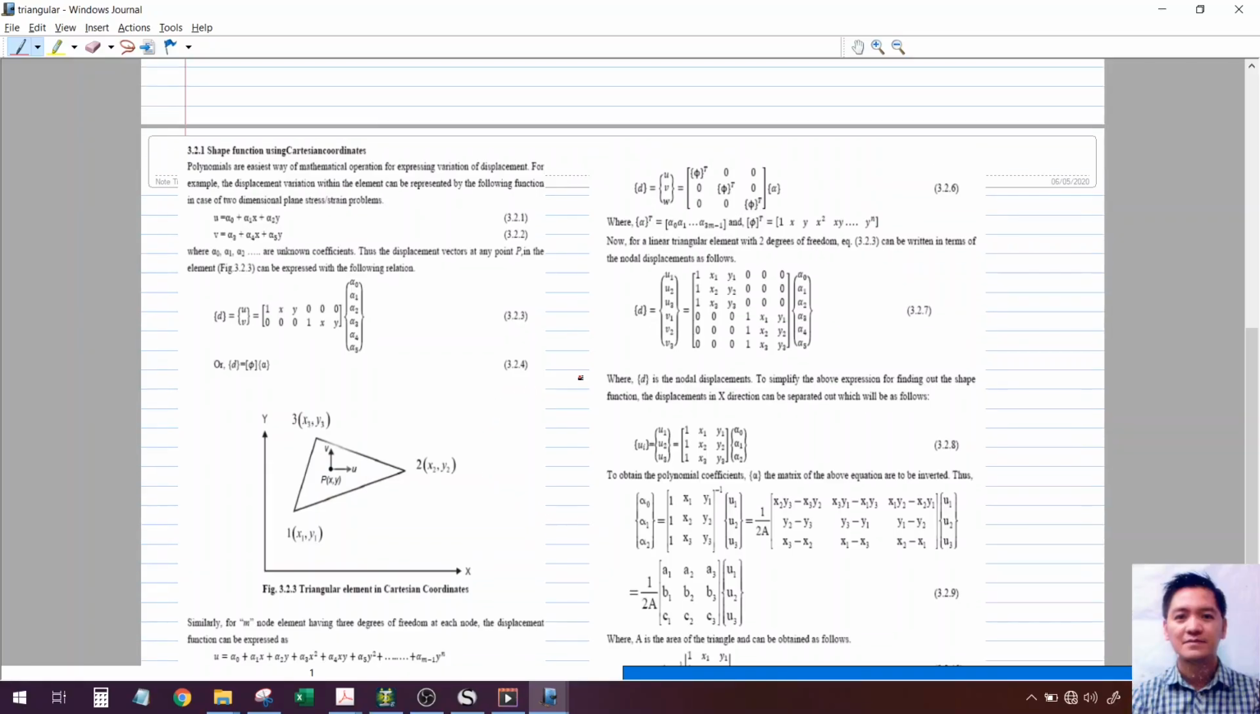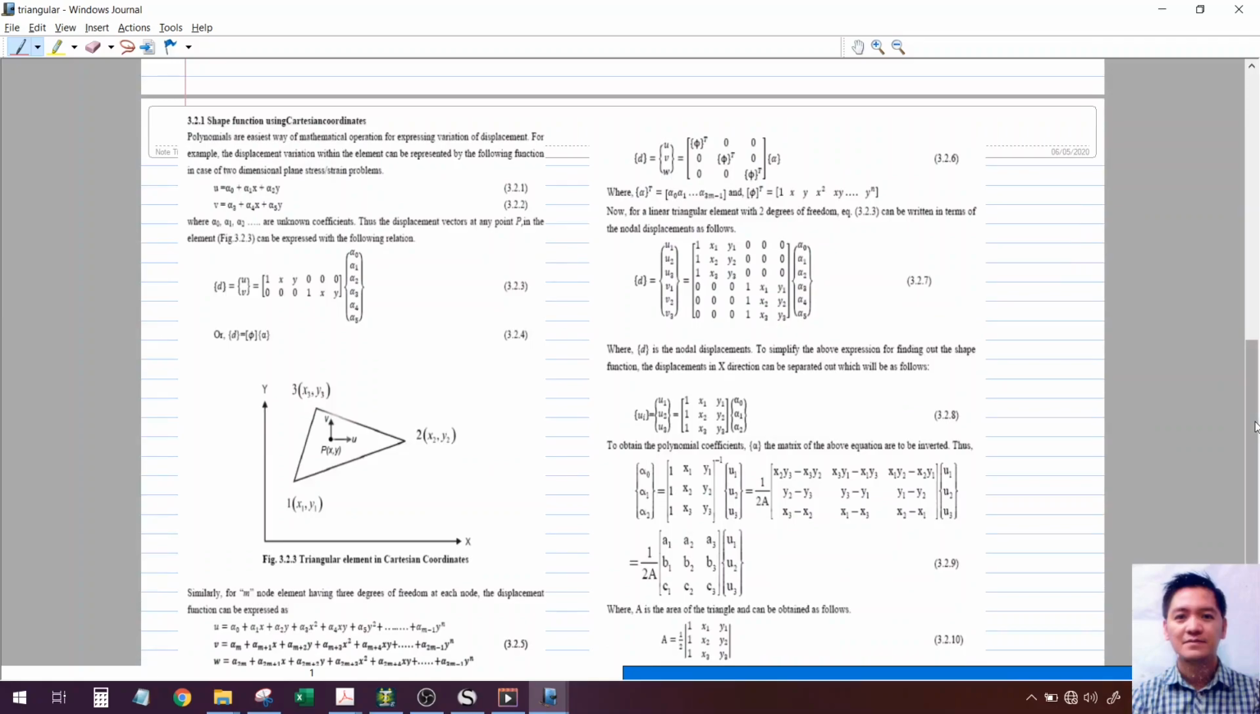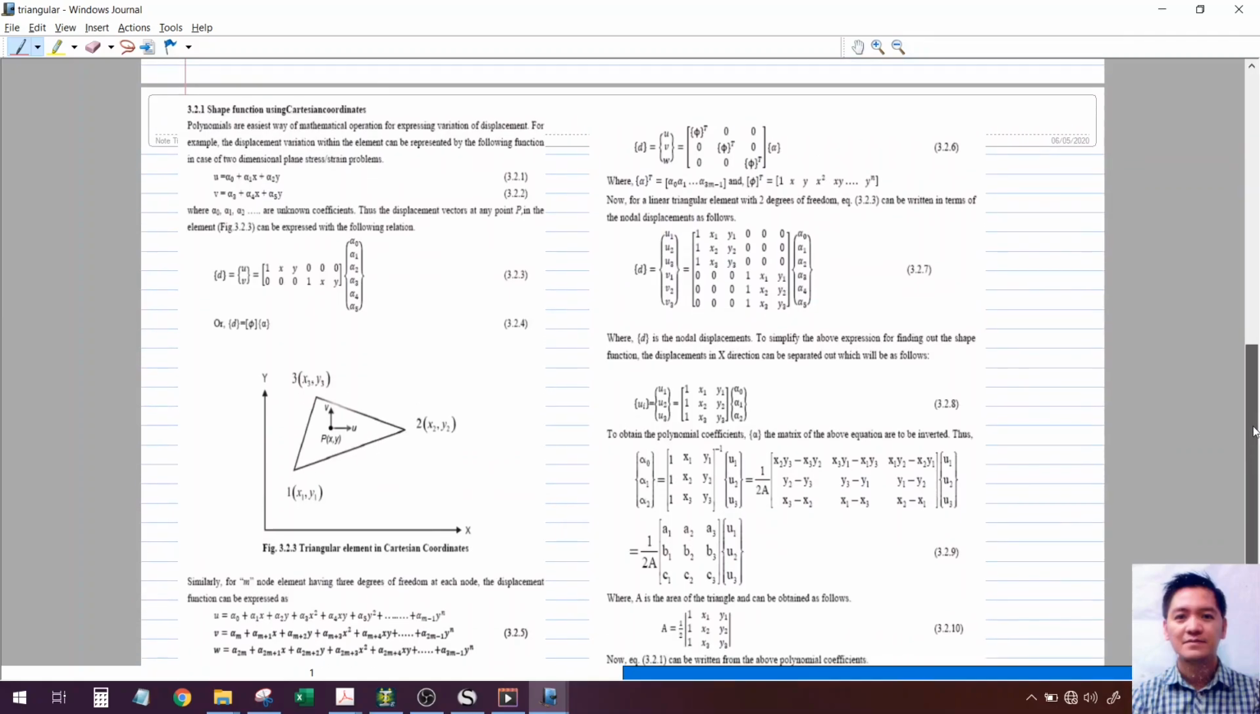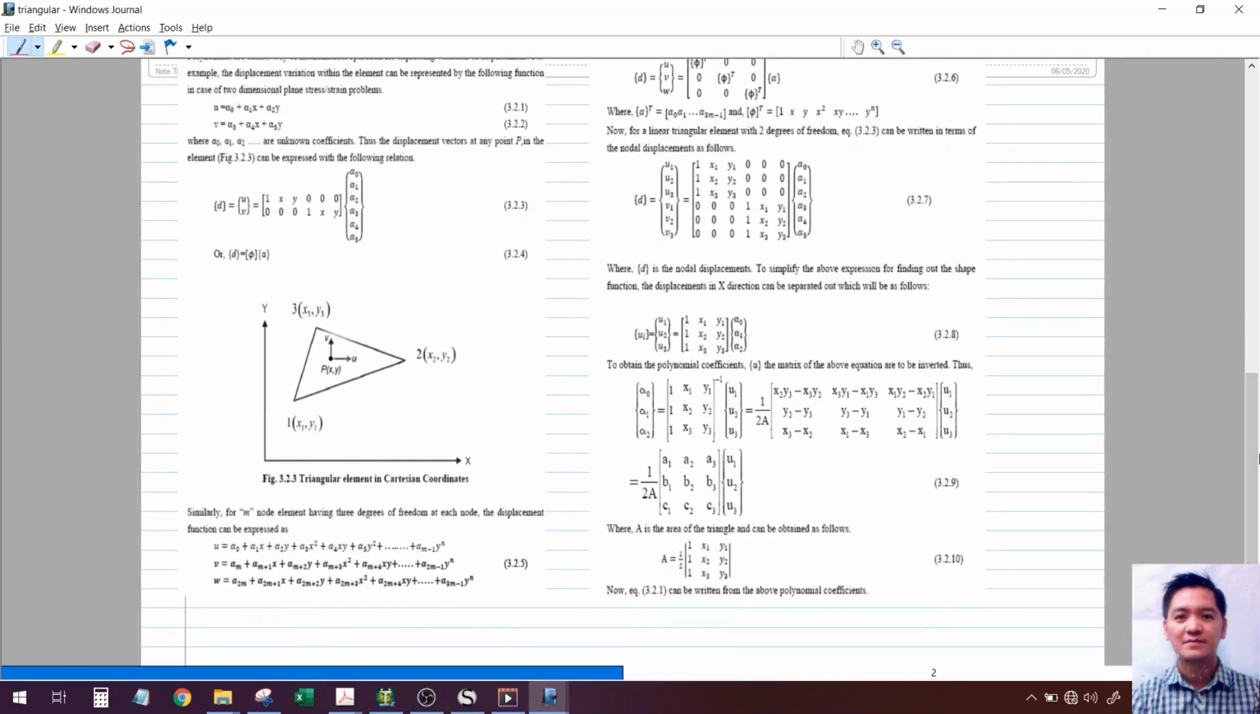Okay, so let's continue our discussion now in this video. So let's try naman FEM for two-dimensional, 2D. Focus tayo sa constant strain triangle.